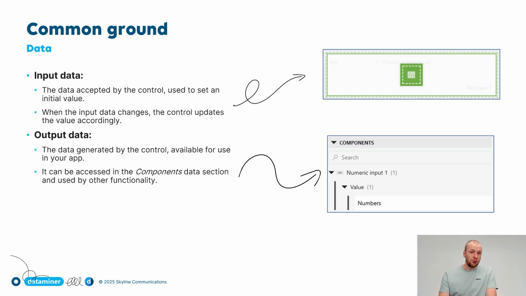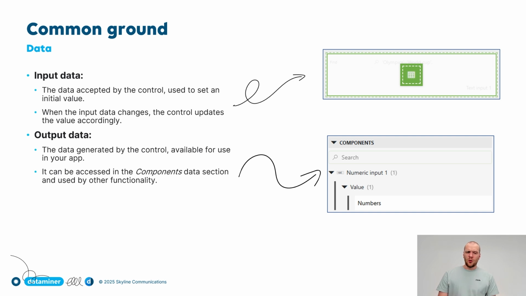What is the common ground between these controls? So they all accept data. And whenever an input control accepts data, we use that data to set the initial value for that control. Whenever that input data changes, we actually also update the value in our input control.